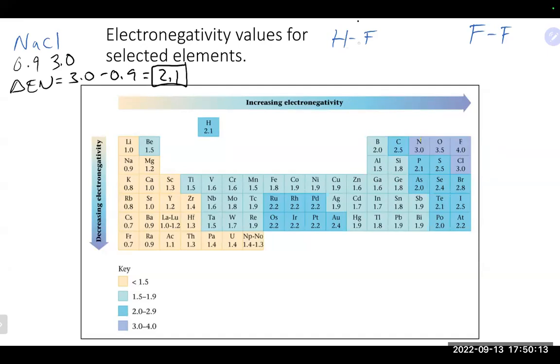If we look at HF here, H is 2.1, fluorine is 4. So once again here, if we took the change in electronegativity, it would be 4 minus 2.1, and that is a 1.9, I believe. 1.9 is obviously below 2, above 0.4, so it is a polar bond.